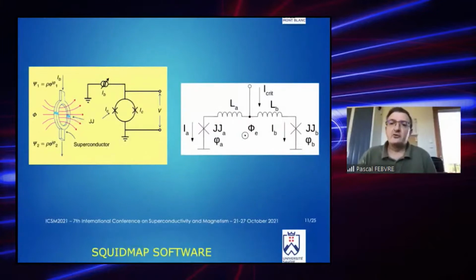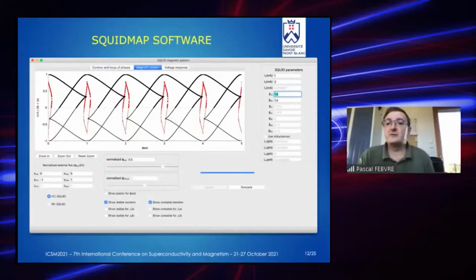The software looks like that. You can enter the parameters of the SQUID, the critical current, the inductances, and you can see the magnetic patterns, what is important for a SQUID, meaning the critical current versus external magnetic field. In red, you have the unstable solution, which is mathematical, but we can remove this. The application allows us to remove this unstable solution to keep the physical solutions. So it helps to know how to optimize the bias current, especially of these devices, for SQUIDs, but also for SFQ circuits for simple cells.